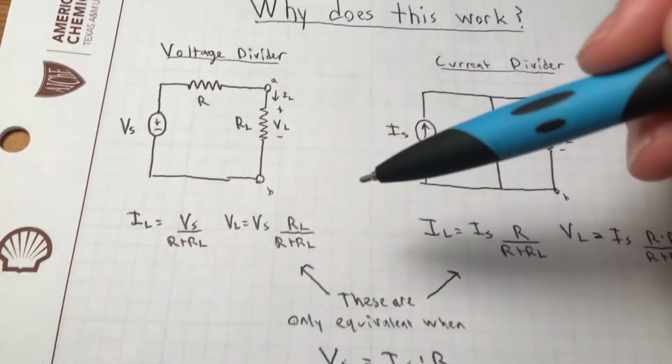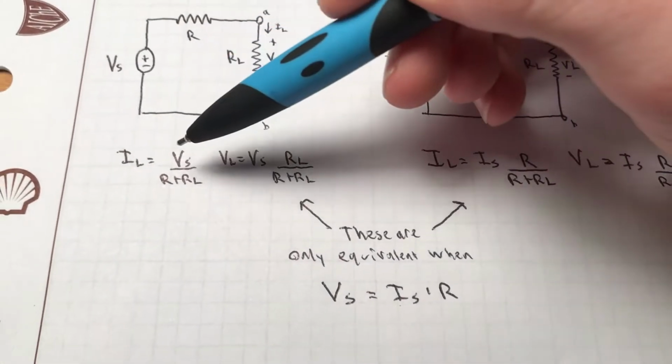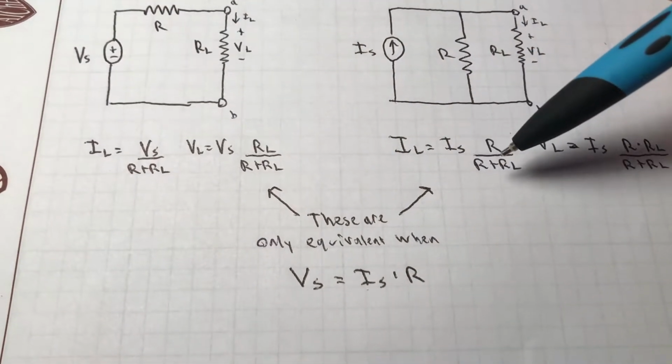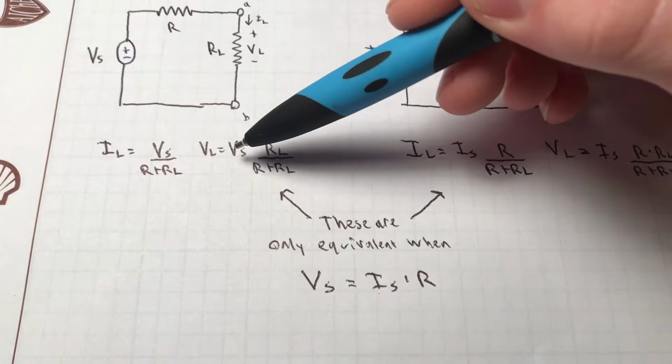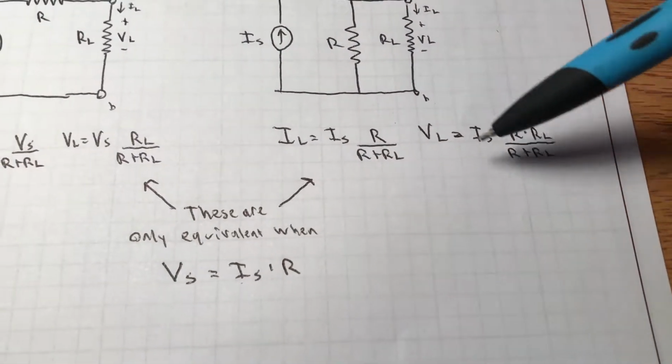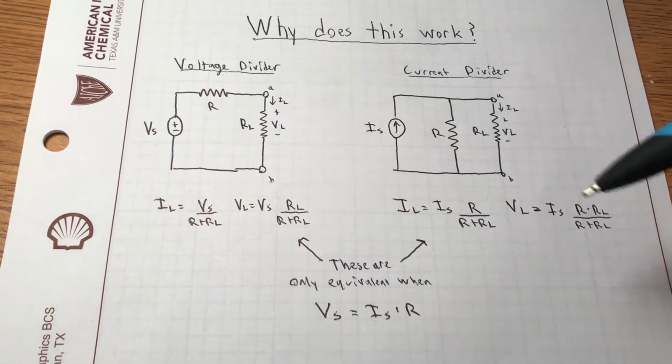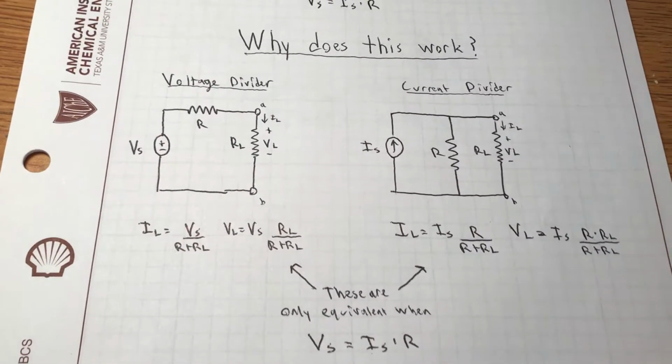To see this, you can plug in Is times R into this current equation here, and you get this equation over here. You can do the same thing with this voltage equation here, and you get the equation over here. Therefore, these transformations are valid, and they allow us to greatly simplify circuits.